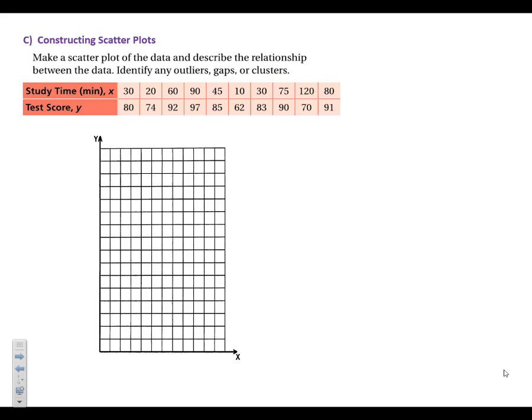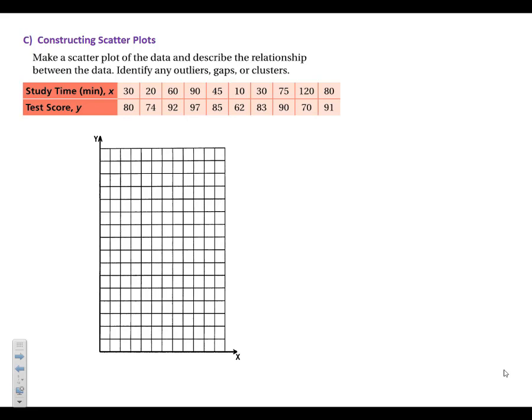Welcome to video number 2, where we're going to spend a few minutes together talking about how to construct the scatter plot. I think it's pretty straightforward and obvious to you because we have a scatter plot from the data. That data is in a table form. Study time in minutes is our X, test score is our Y, and we have all those ordered pairs, and all we've got to do is make the scale and label our graph so we can put that on there. It says make a scatter plot of the data and describe the relationship between the data. We're going to get into identifying the outliers, gaps, or clusters.